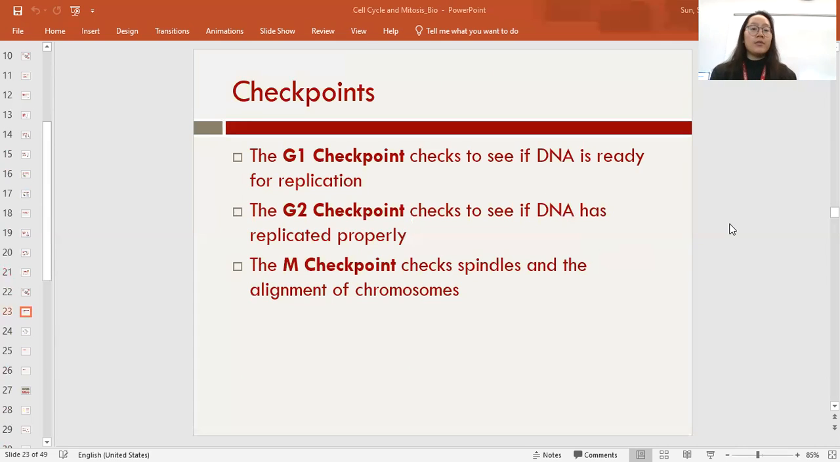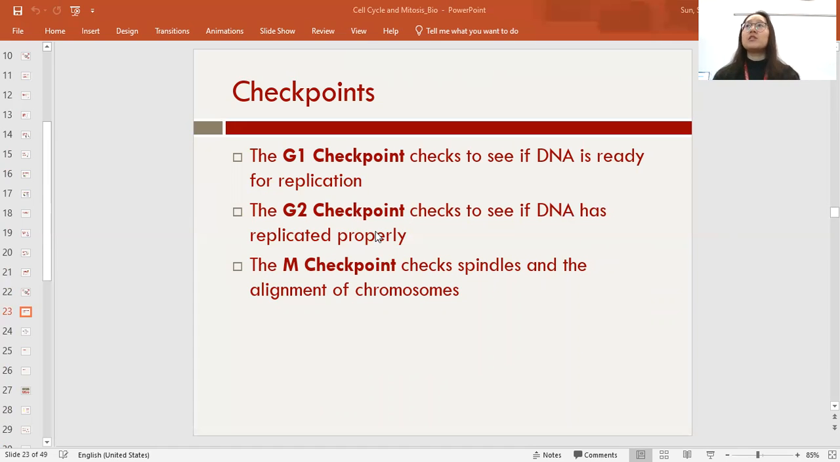So in G1, there's a checkpoint that checks to see if the DNA is ready to be replicated. Sometimes you get to the end of G1 and the DNA is not accessible yet, so you can't actually move into S phase. So then you're paused in interphase. The G2 checkpoint checks if the DNA has already been replicated. So obviously this happens in G2, after the S phase.